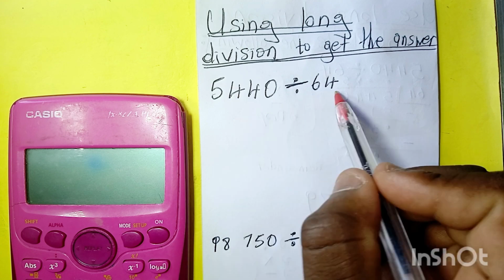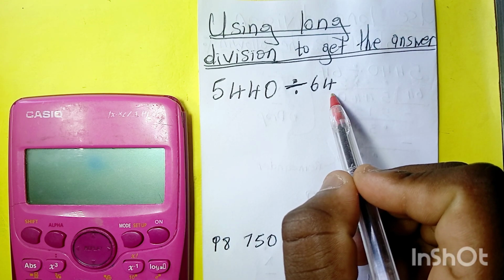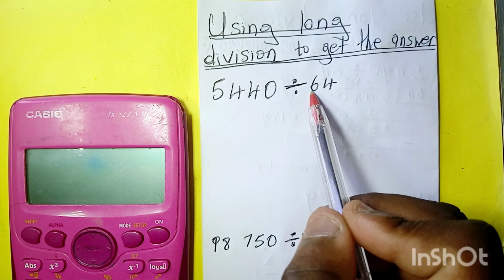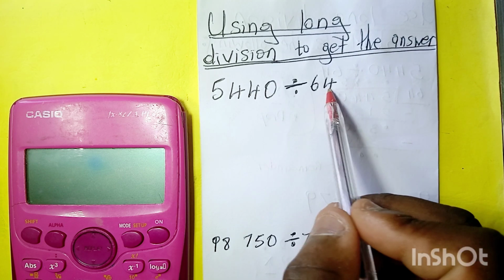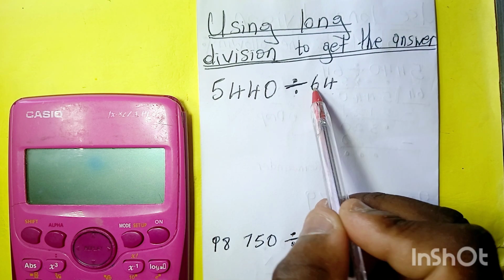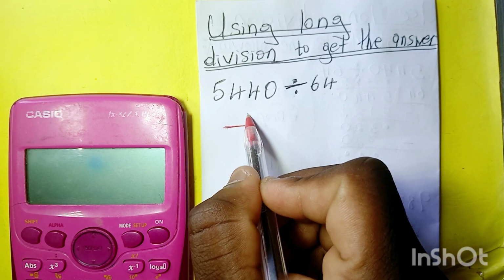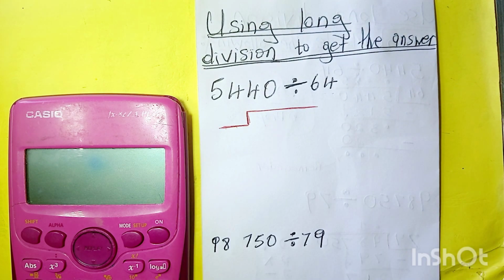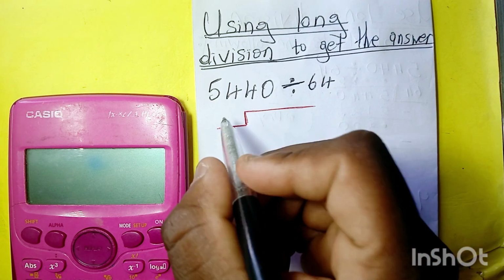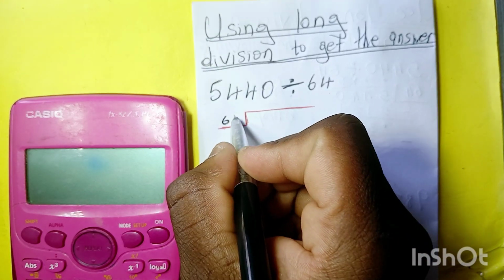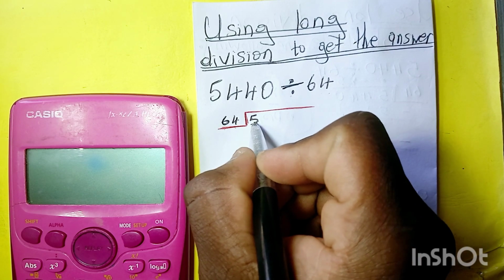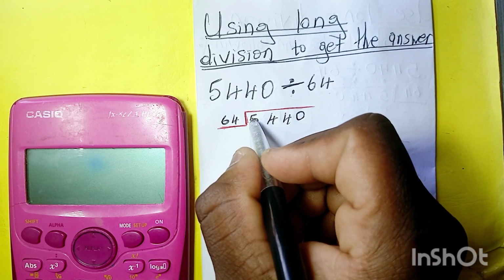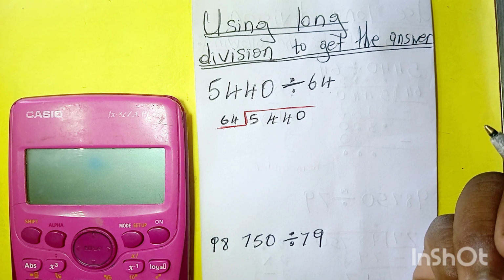So the first thing, guys, that you have to do if you come across a question like this, whereby they say 5,440 divided by 64, is to change it into its format, which is the column format. On this side, you will write the small number, which is 64. Then on this side, you'll write the bigger number, which is 5,440.